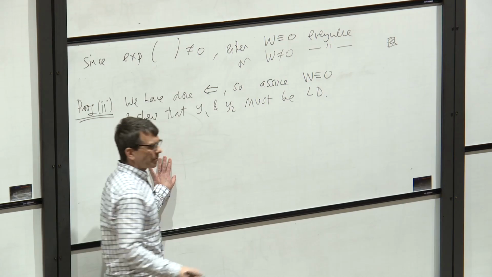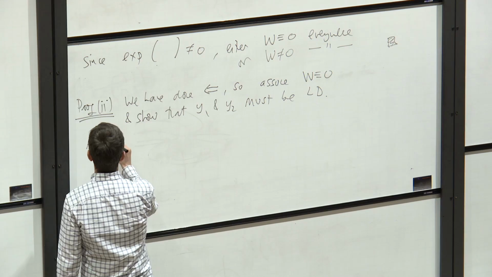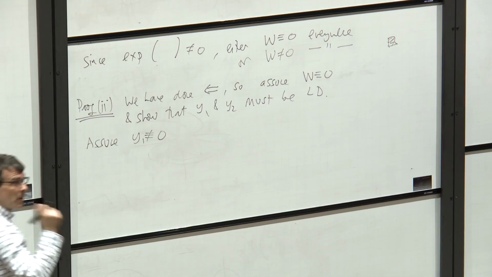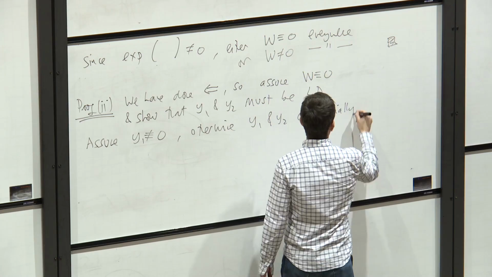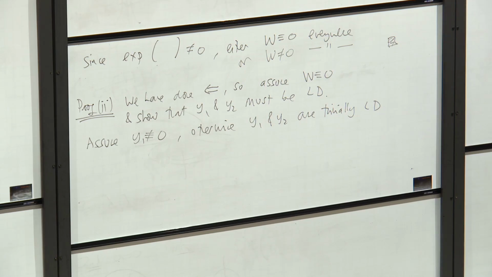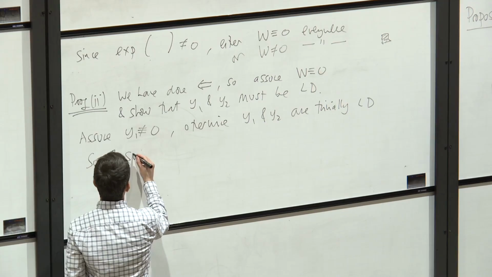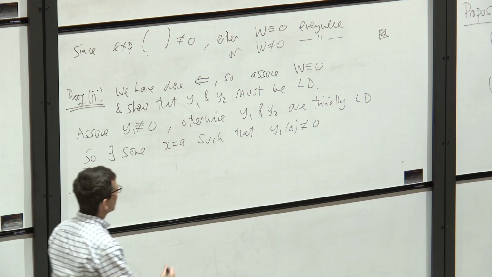First things first, I'm going to assume that y1 is not the zero function, because if it was, then y1 and y2 would trivially be linearly dependent. Because you could just take c2 to be 0 and c1 to be anything. So if y1 is not the zero function, then there must exist some value of x, call it a, where y1 is not zero.